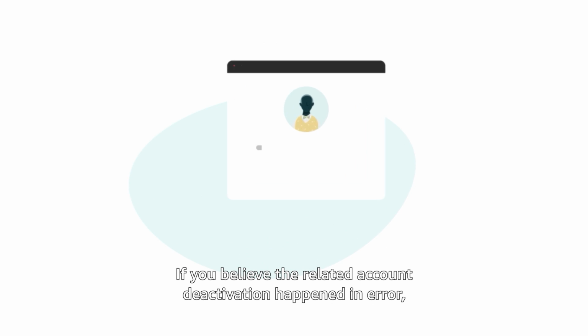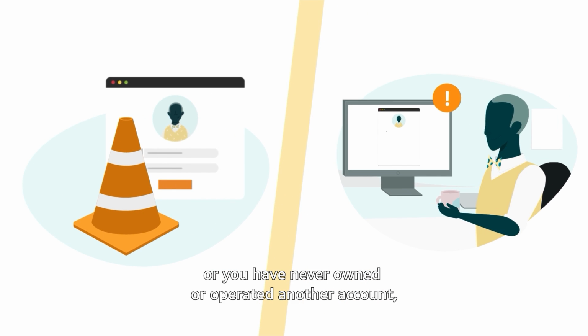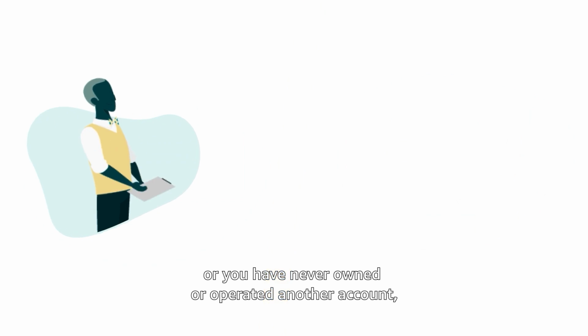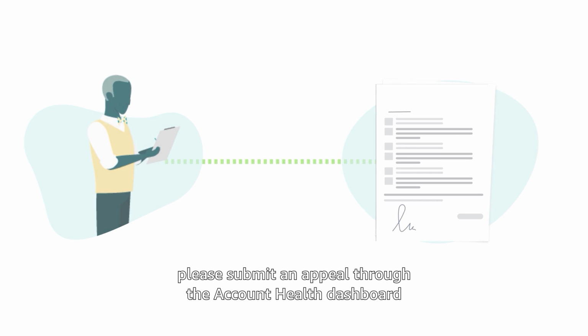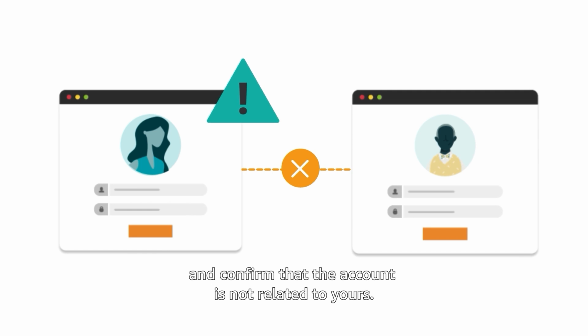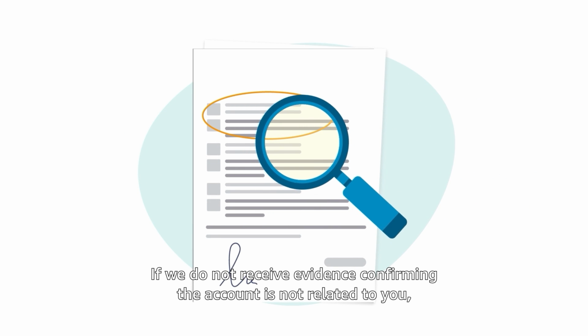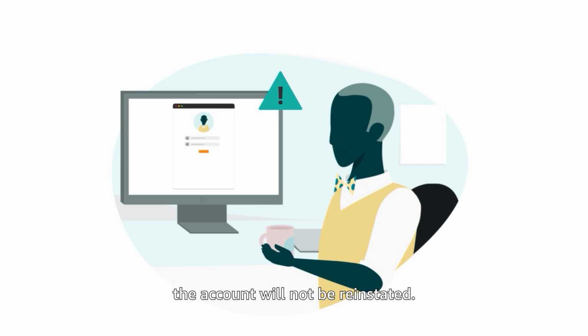If you believe the related account deactivation happened in error or you have never owned or operated another account, please submit an appeal through the account health dashboard and confirm that the account is not related to yours. If you do not receive evidence confirming the account is not related to you, the account will not be reinstated.